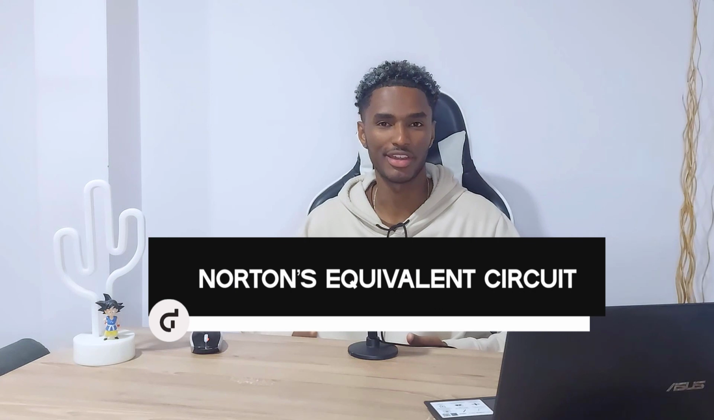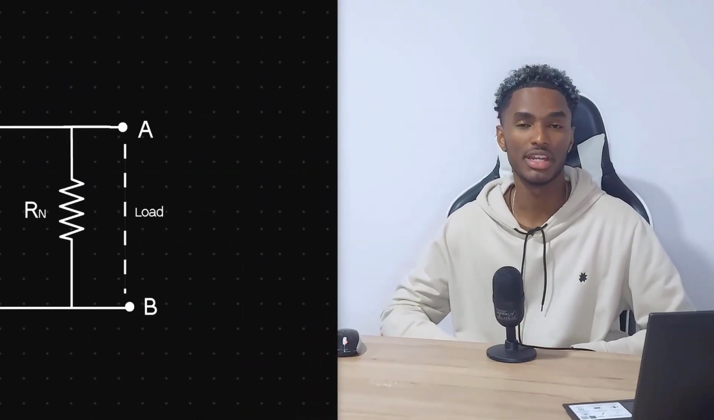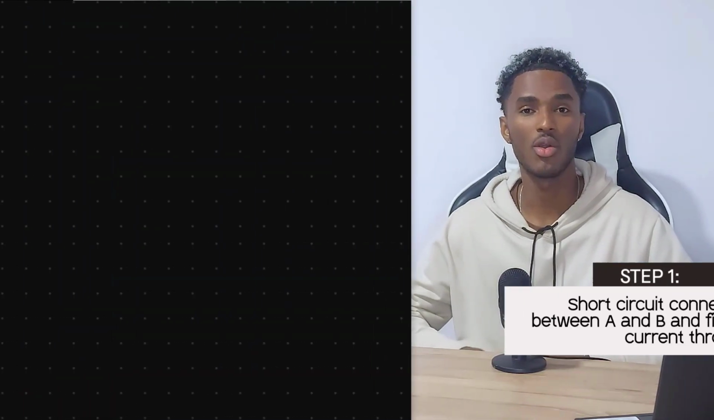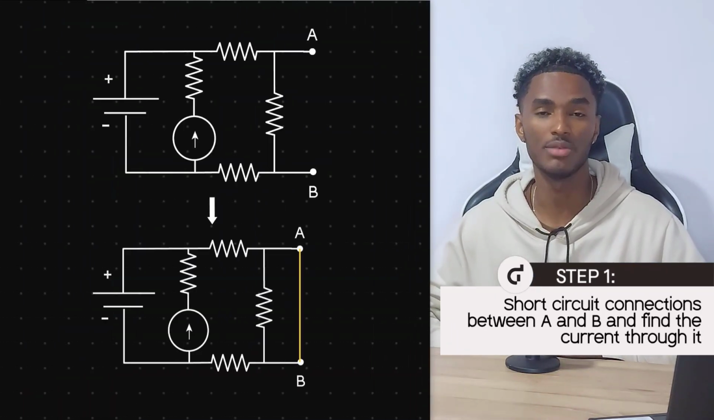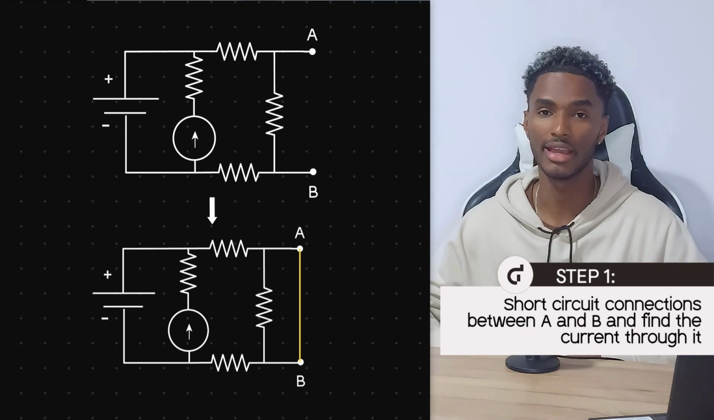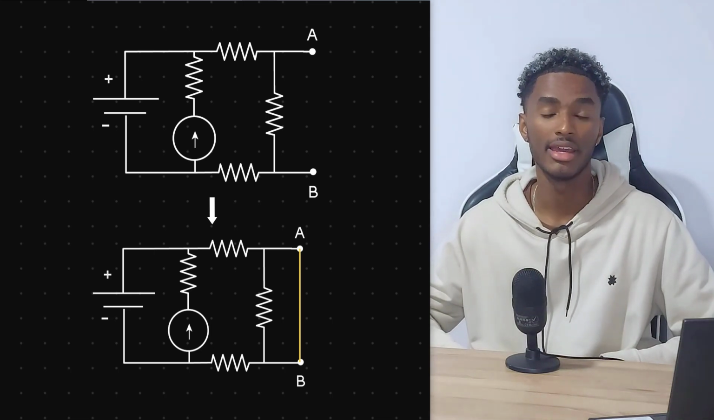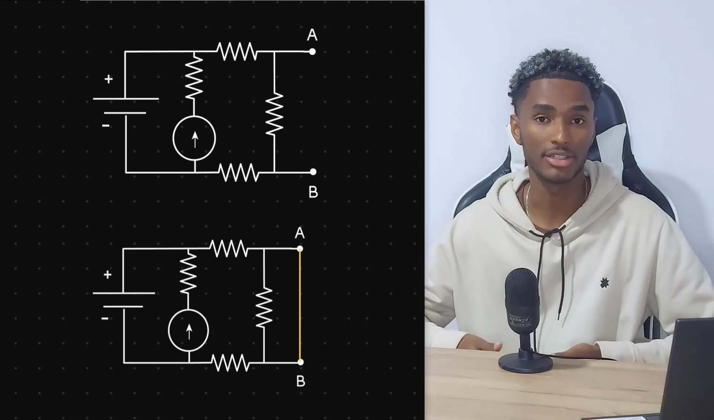Norton's equivalent circuit. Norton's proposal was quite similar to Thevenin's. However, in this case, we're going to use a current source and a resistor connected in parallel. Once again, I have summarized the steps to find these values in 3 steps. The first one: we set a short circuit between points A and B where external connections are made, and we calculate the current flowing through that branch, and that is going to be Norton's current.